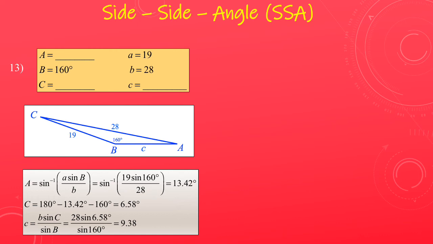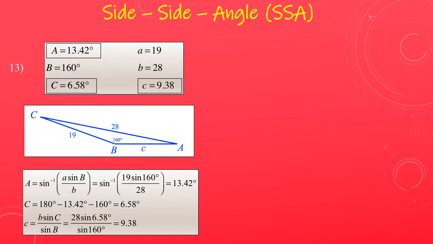That makes angle C 180 minus 13.42 minus 160, and therefore it is a very small 6.58 degrees. Finally, we are going to use the B family and the C family to get little c. Little c is equal to b sine C over sine B, or 28 sine of 6.58 degrees over the sine of 160 degrees, and we get 9.38. So our final answer is that angle A is equal to 13.42 degrees, angle C is equal to 6.58 degrees, and little c is equal to 9.38.